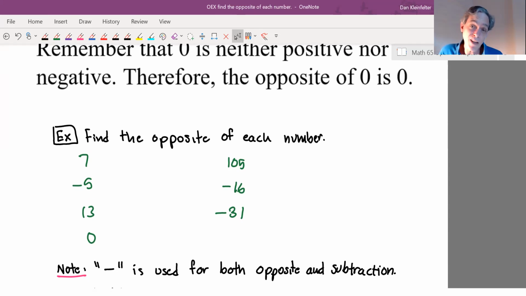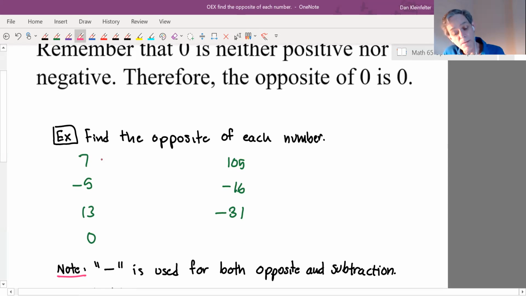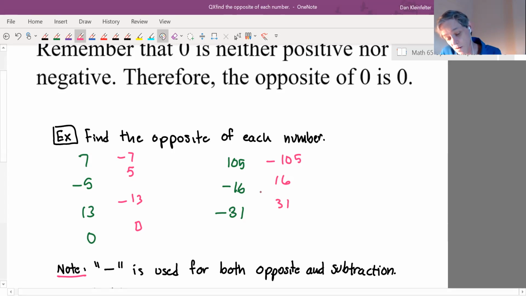Otherwise, let's find the opposite for these 7 numbers. The opposite of 7 will be negative 7. The opposite of negative 5 is 5. The opposite of 13 is negative 13. The opposite of 0 is just 0. The opposite of 105 is negative 105. The opposite of negative 16 will be positive 16. The opposite of negative 31 will be 31. Okay, so just examples of finding opposites.